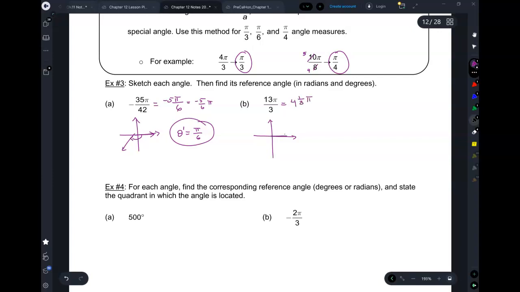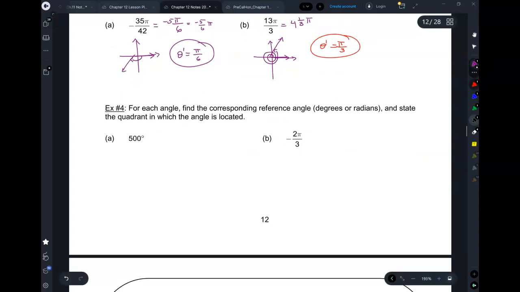So let's go ahead and draw that. So here we go. 2 pi, 4 pi, and then I'm going to go another 1/3 of a pi, and you can already tell that the reference angle is pi over 3. But without even drawing it, I ask myself, is 13 over 3 reduced? Yes. So the reference angle is just pi over 3. Okay, that's theta prime.